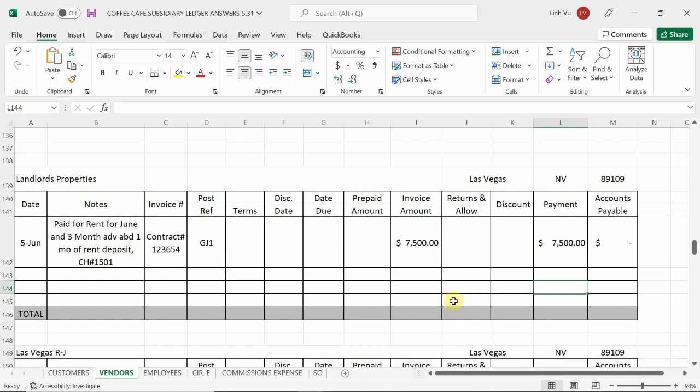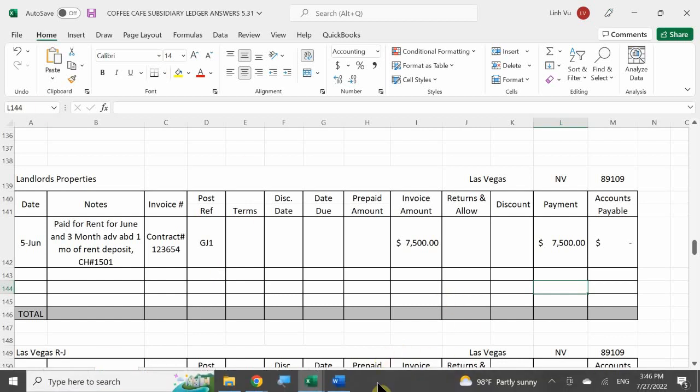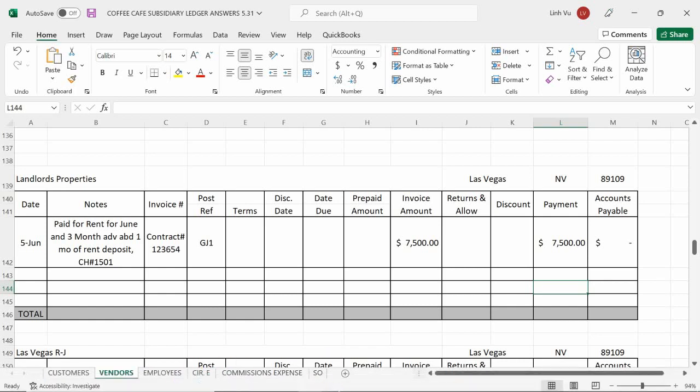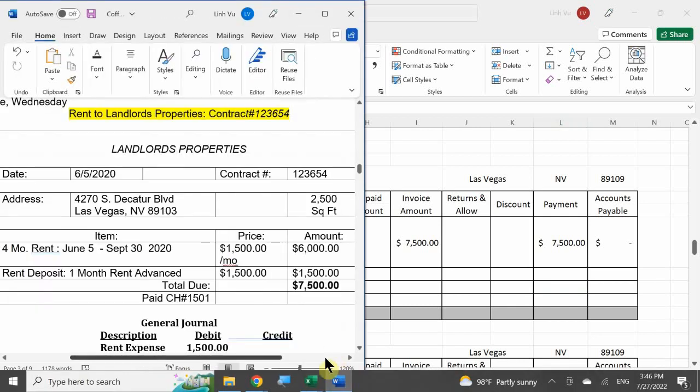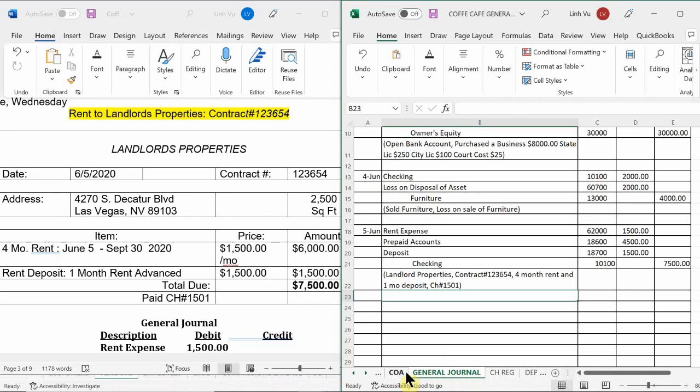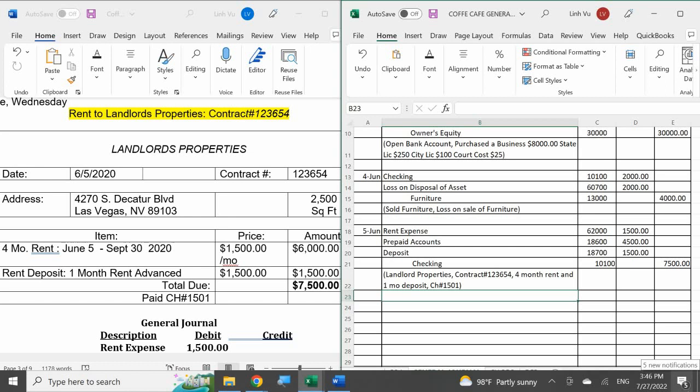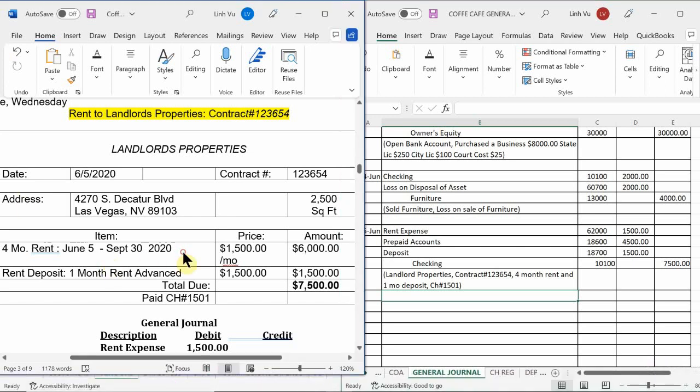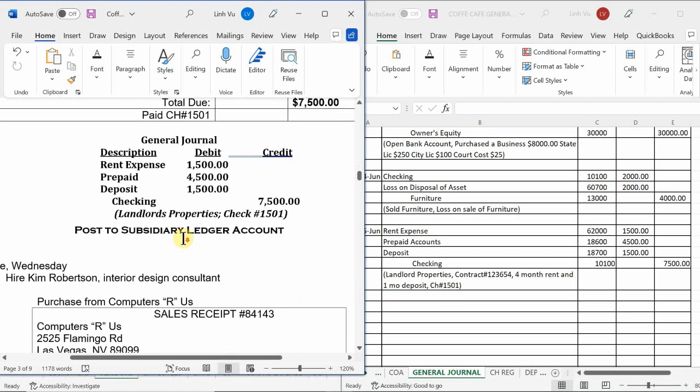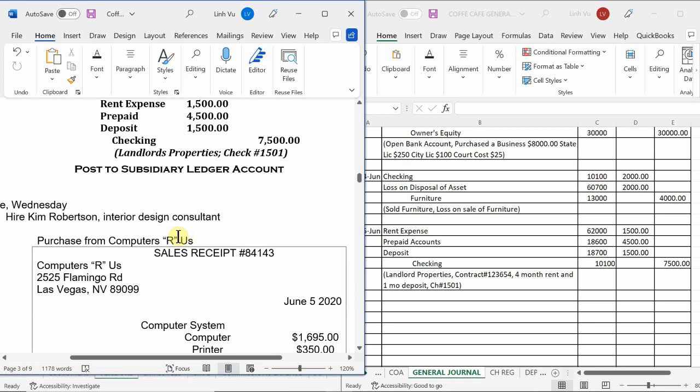All right. And then now I updated my journal. I updated my ledger. I updated my subsidiary ledger. Now I am completely done with this transaction. Any questions so far? Okay, all right, so now that we're done with this, let's go ahead and move on.